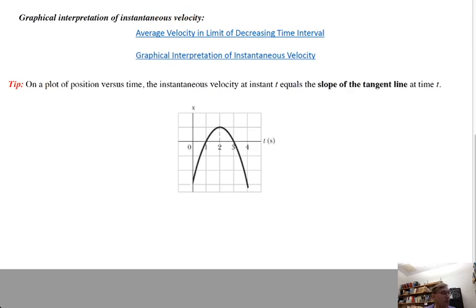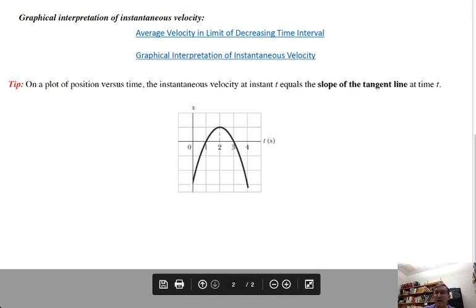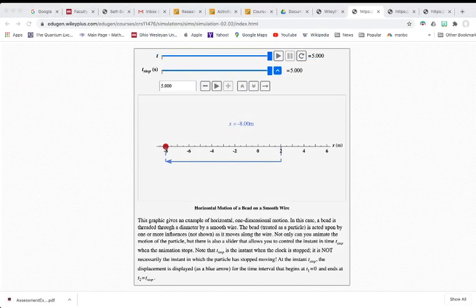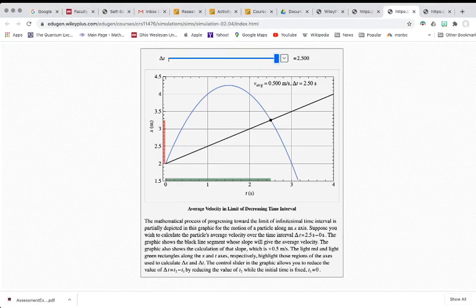Let's start with a little bit of graphical interpretation of instantaneous velocity. So let me go back to Wiley Plus, and now let me open up another animation that you can find on the Wiley Plus site, average velocity in the limit of decreasing time interval. And this shows a lot of information, in fact. And it's our first example of what's called a position time plot. It's a bit of an abstraction.